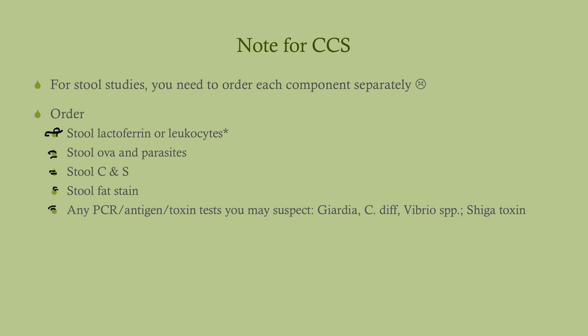You can't just order stool studies. You can't just type in stool study and have that be one order. You have to order all of these individually. So ova and parasites, culture and sensitivity, fat stain, and then any of the PCR or antigen or toxin tests that you may suspect. So you've got a camper with fatty diarrhea, Giardia; a recently hospitalized person or someone on antibiotics, C. diff. You can also do Vibrio and Shiga toxin.